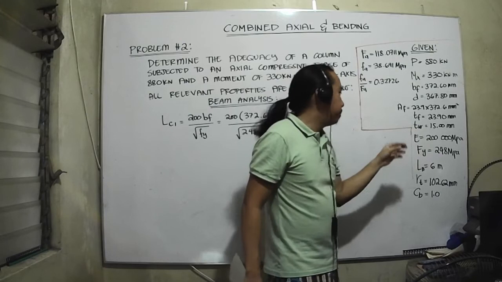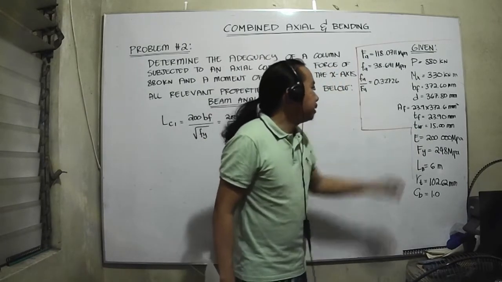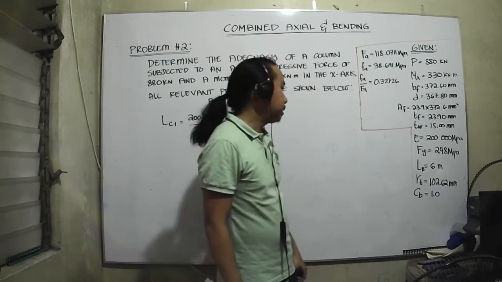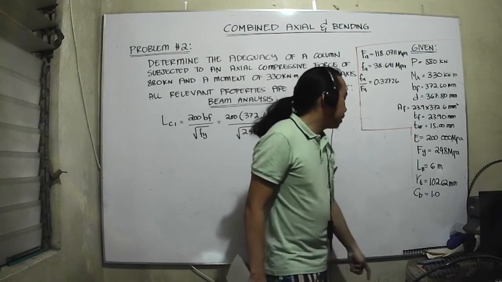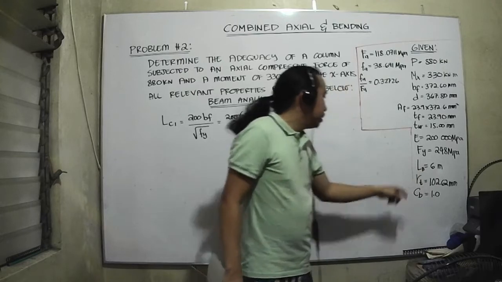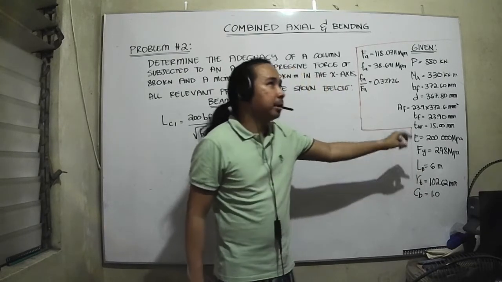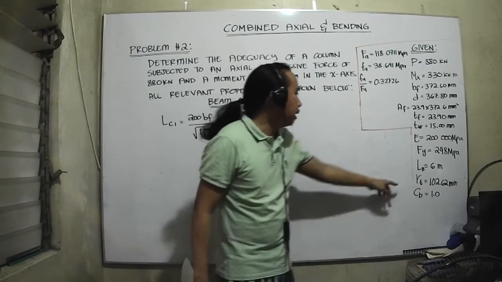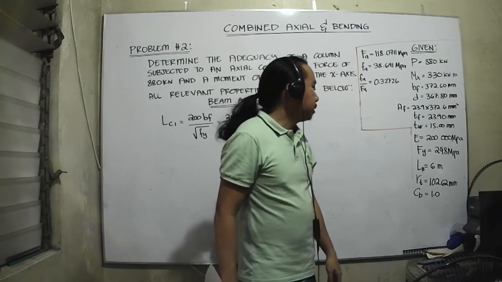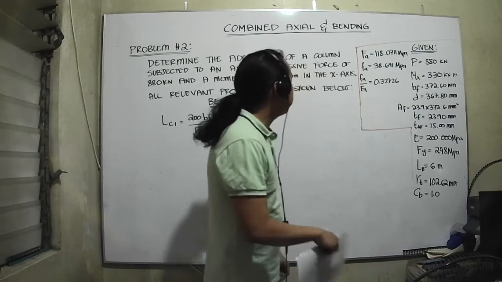Thickness of our web is equal to 15.00 millimeters. Our E is equal to 200,000 megapascals. Our Fy is 248 megapascals. Our braced length is 6,000 millimeters or 6 meters. And our rt, the radius of gyration with respect to the upper one-third, is equal to 102.62 millimeters. Cb is assumed to be 1.0.